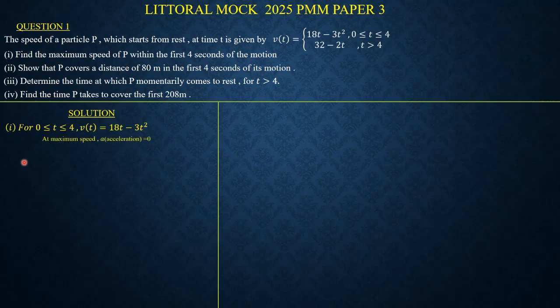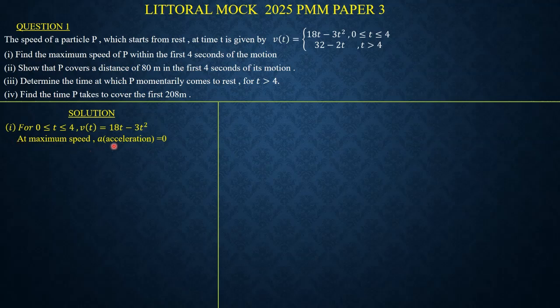But we know that at maximum speed, the acceleration is equal to 0. With this condition, we are simply going to obtain the value of t which corresponds to the acceleration being equal to 0. And from that value of t, we are going to determine the maximum speed by substituting the value of t which we obtain using the condition of the acceleration being equal to 0.